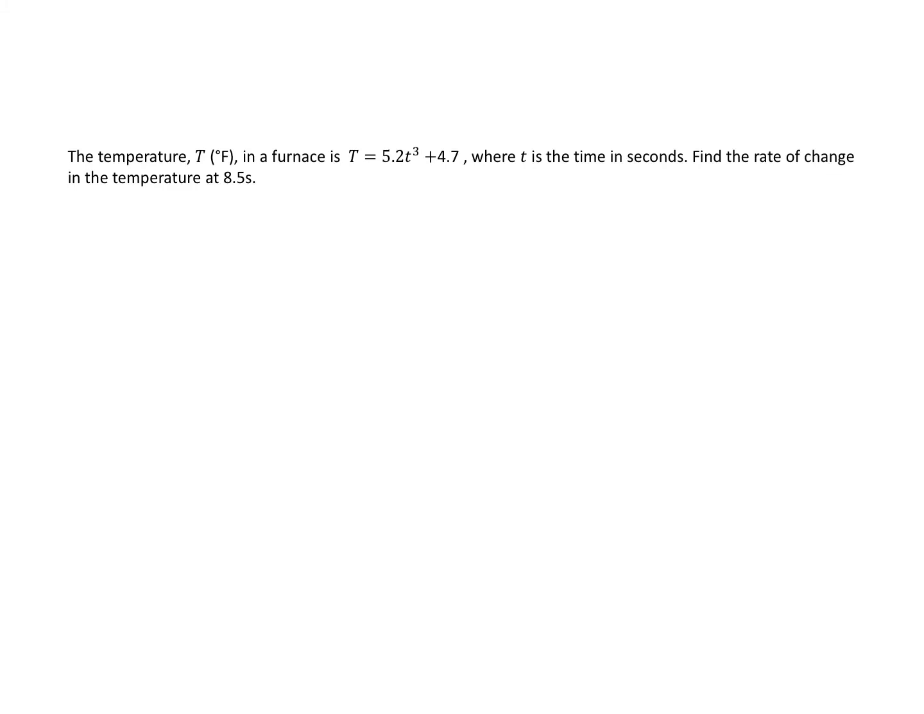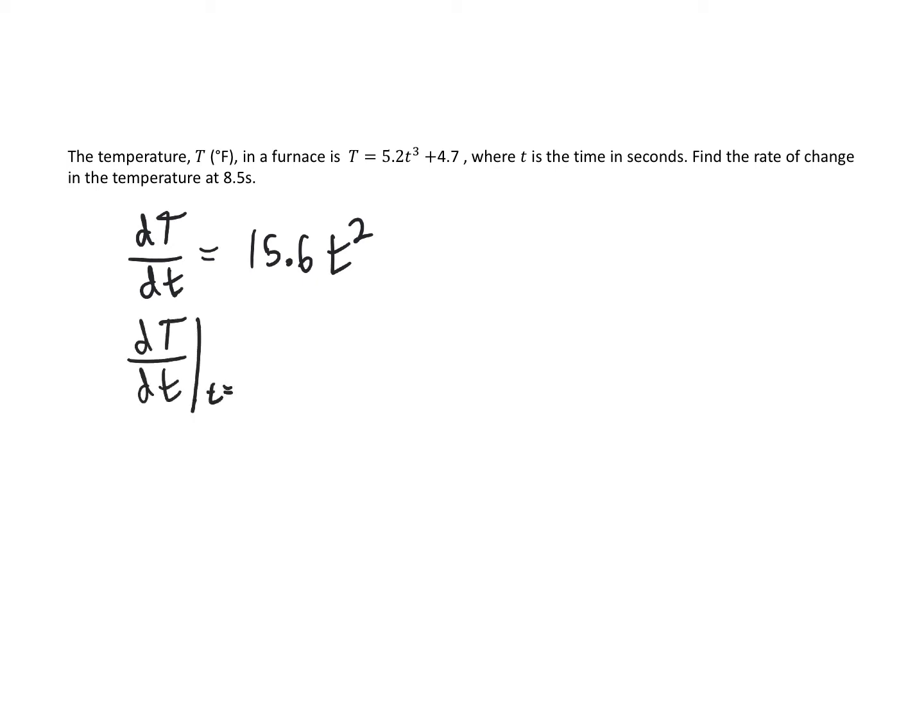In this video, we're going to do some more derivative applications working with rates of change, motion, electrical, and tangents. Now the first one is just a rate of change. We've got temperature changing with respect to time. So we take the derivative of temperature versus time, which gives us 15.6 t squared. And we want to know the temperature changing with respect to time at 8.5 seconds. So we just evaluate it at t equals 8.5.